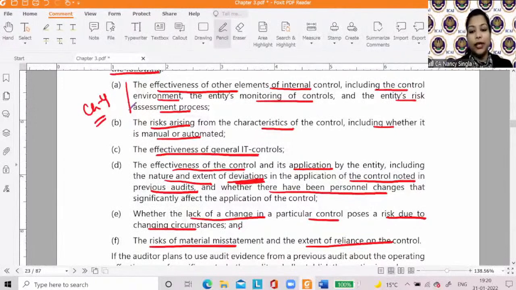We will take a quick break of 10 minutes here, and then I'll be starting with substantive procedures. And most importantly, after that, we'll be doing what? Assertions, which is also one of your favorite queries. So, quickly, after 10 minutes, we will meet.